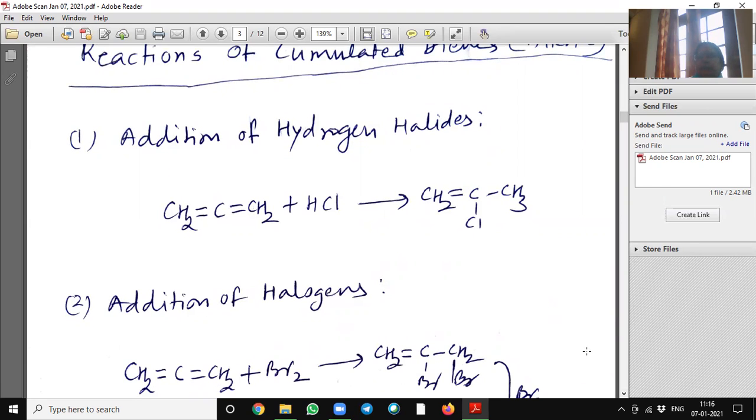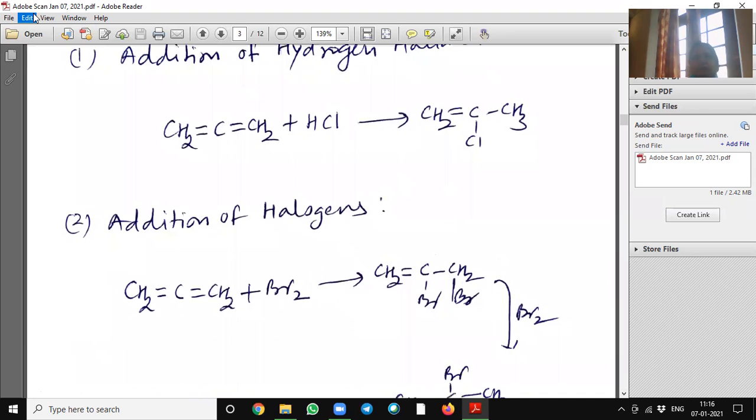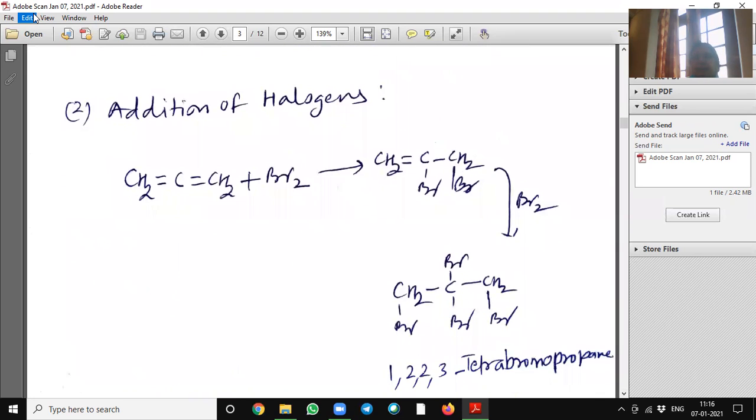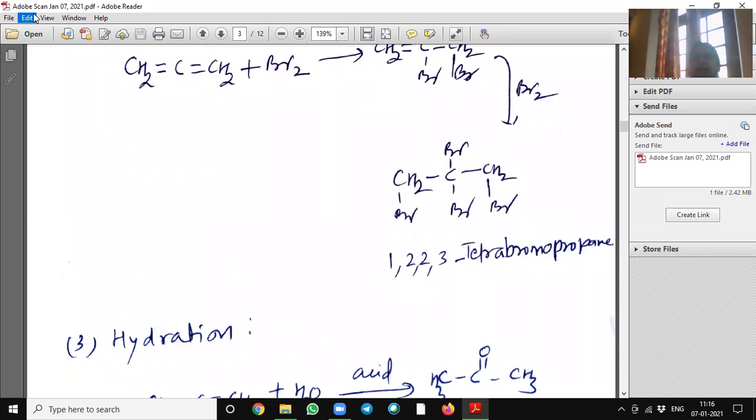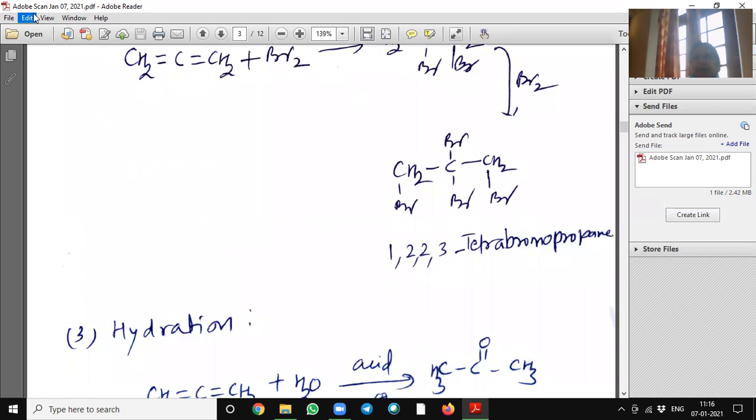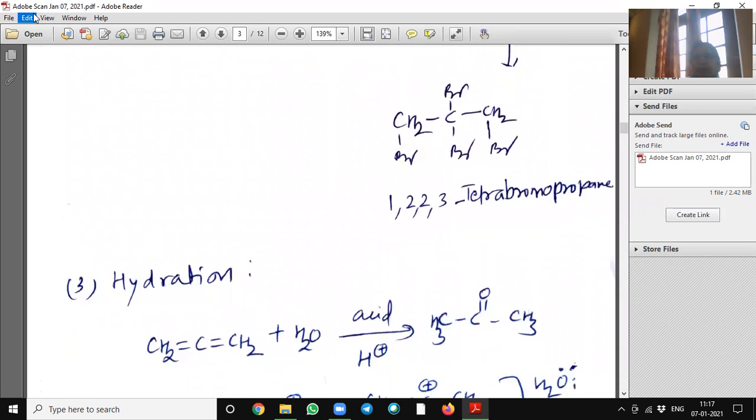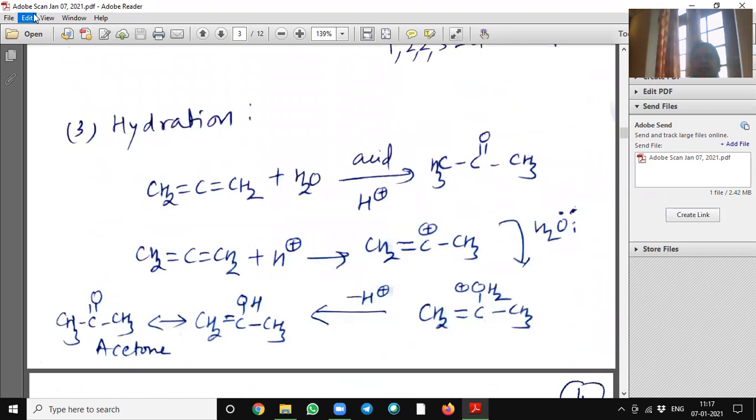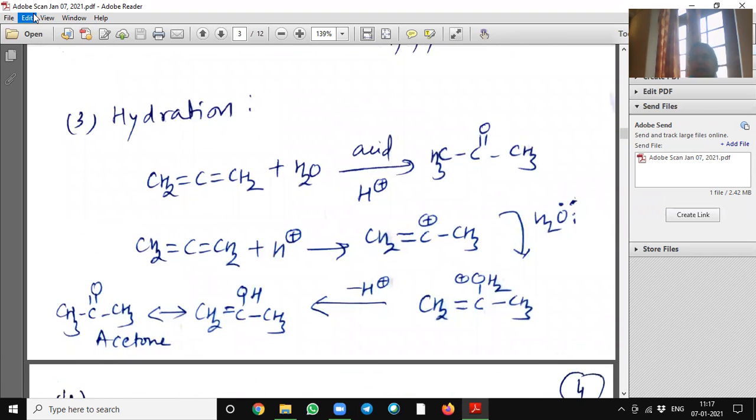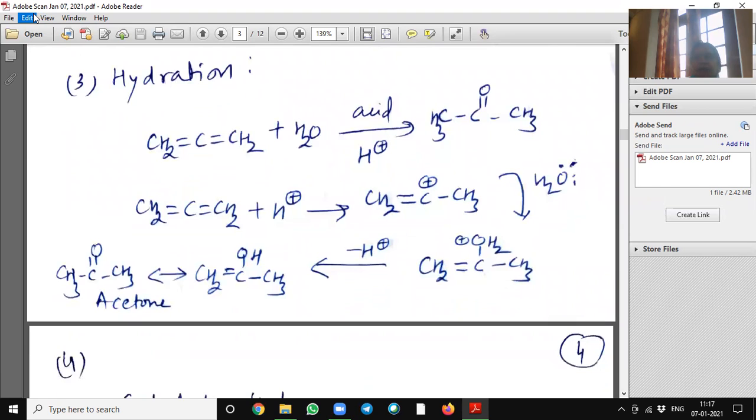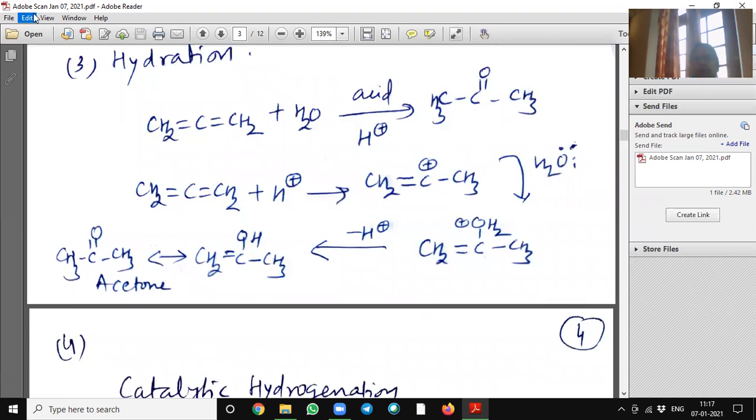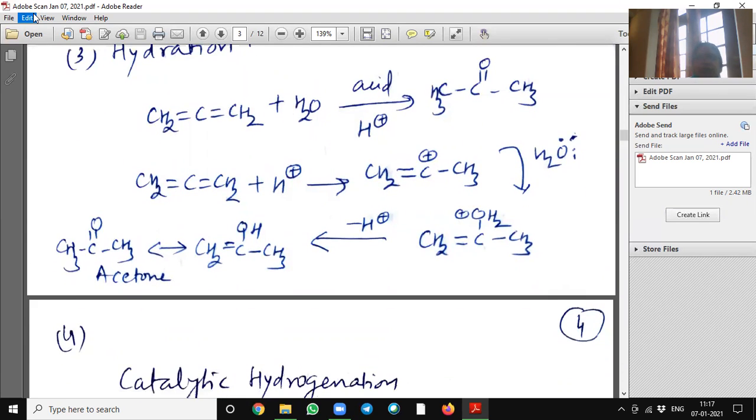Reactions of cumulated dienes, allenes. Addition of hydrogen halides: see here, it is again according to Markovnikov rule. Addition of halogen: 2 times when we are adding halogen, we will get 1,2,2,3-tetrabromopropane. Hydration reaction is again according to Markovnikov's rule, and after rearrangement, keto-enol tautomerism, it will give acetone.